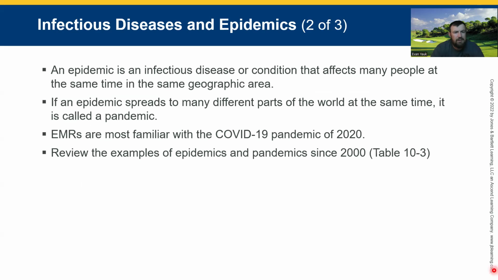An epidemic is an infectious disease or condition that affects many people at the same time in the same geographic area. So that epidemic is in the same area. If an epidemic spreads to many different parts of the world at the same time, it is called a pandemic. We all remember the COVID-19 pandemic. That's because it covered a large area. It wasn't just isolated. Review the examples of epidemics and pandemics since the year 2000 on table 10.3 in your book.